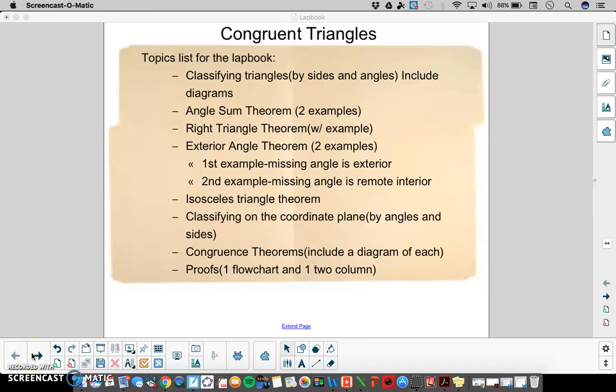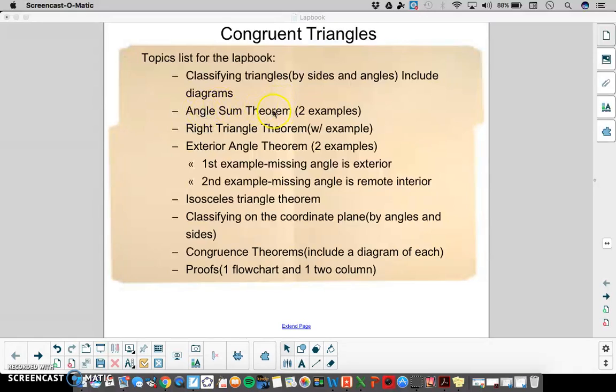Here's the list for the Congruent Triangles Lapbook. The topic list here: classifying triangles by sides and angles. So you'll have the angle classifications: acute, right, obtuse, and equiangular, and then the side classifications of scalene, isosceles, and equilateral, and you need to include diagrams of each.